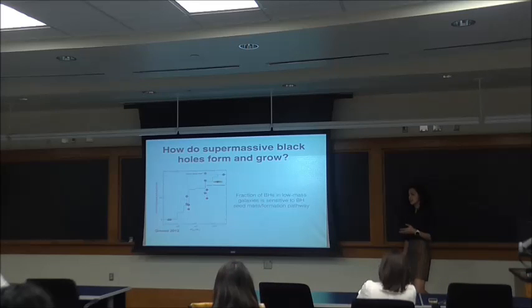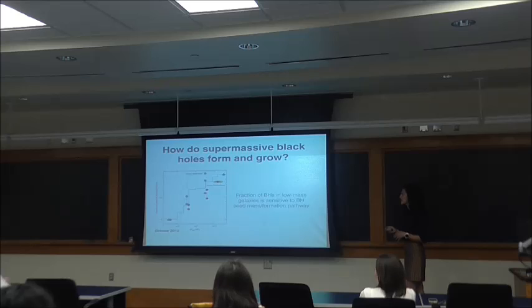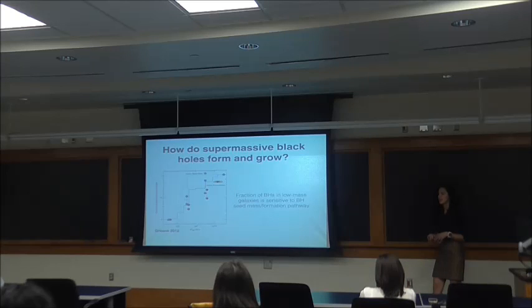Another way that these supermassive black hole seeds may form is through the direct collapse of very large gas clouds, which would give you a more massive black hole seed of maybe 10^4 or 10^5 solar masses. And what is shown here is the fraction of galaxies that contain a central black hole as a function of galaxy stellar mass.